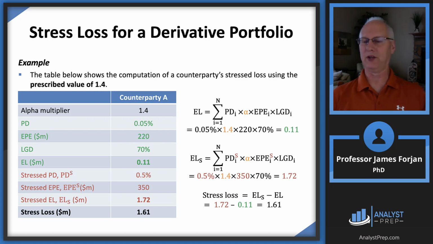So now, boy, you see how, what do we know about loans? What do we know about derivatives? Derivatives are leveraged, right? So that change in the inputs from our first equation to our second equation is much more dramatic. So there's our stress loss of 1.61.